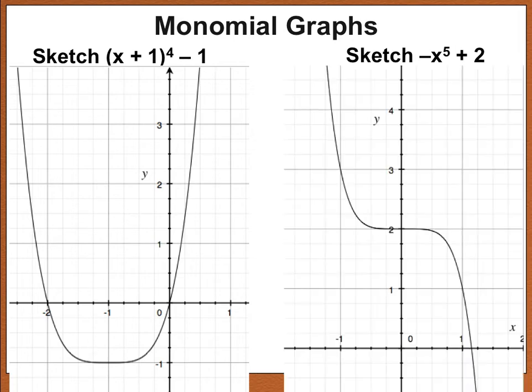So you should have come up with this. The negative in front of the x to the fifth gives us the reflection about the x-axis. And then we simply shift it upward 2 units. And you can see that's exactly what we have going on here.